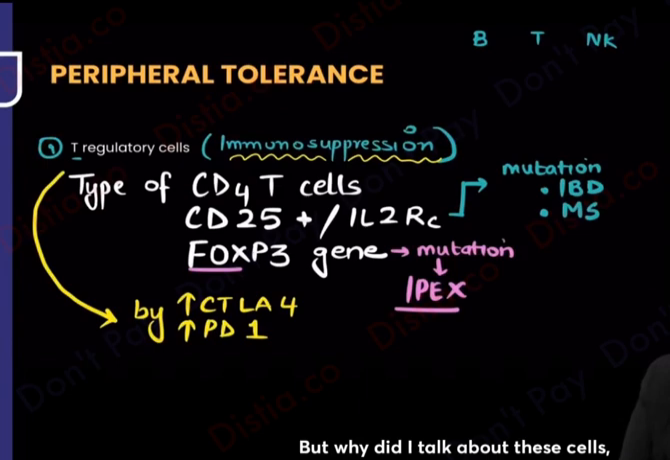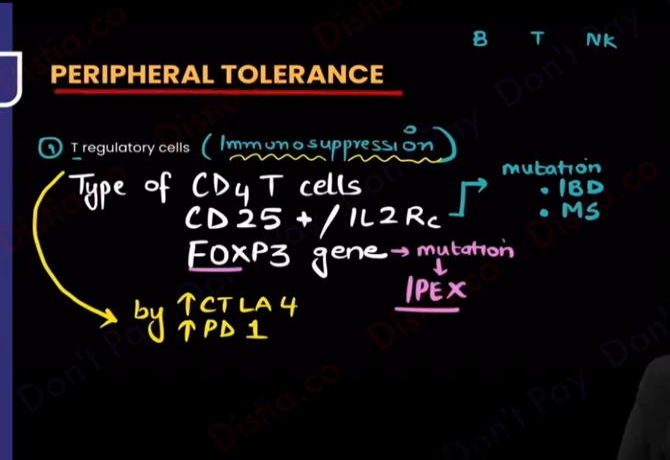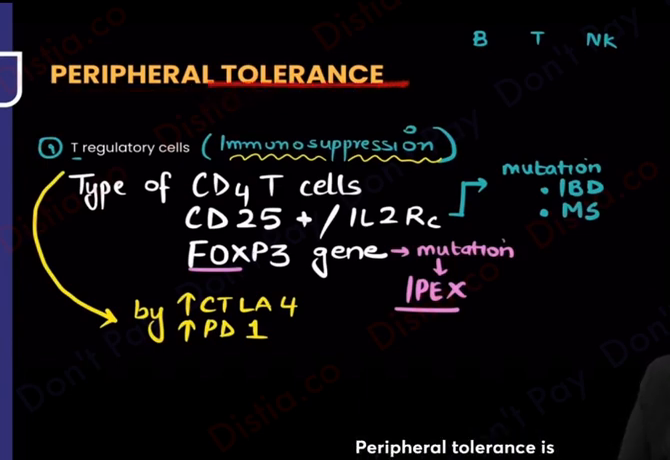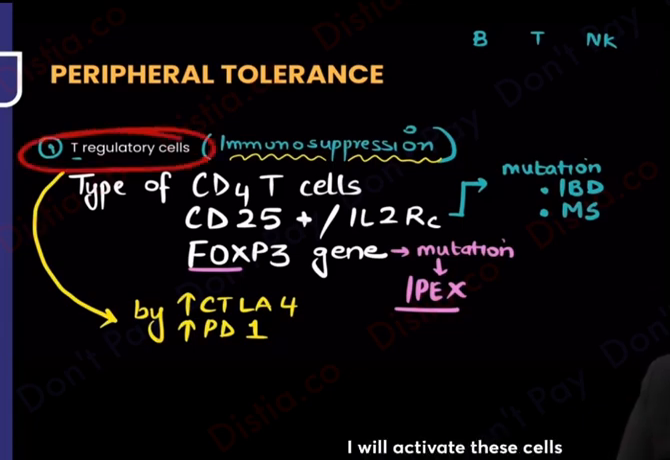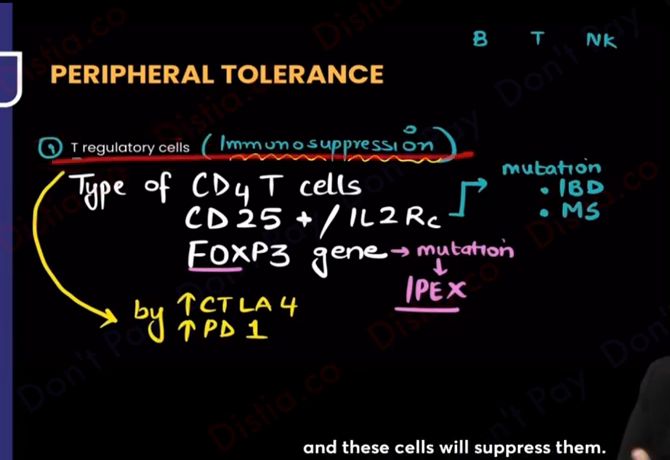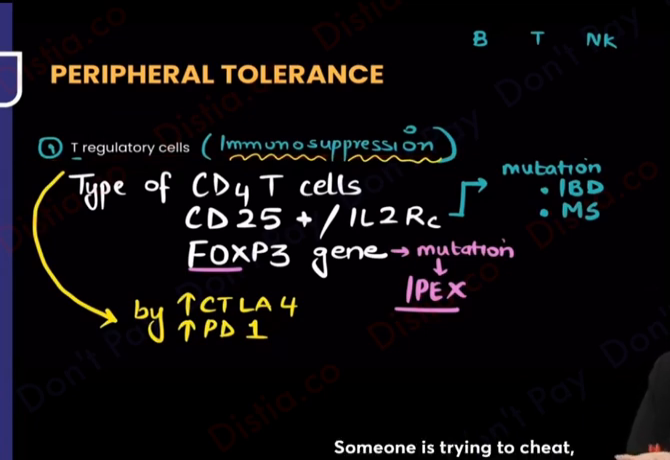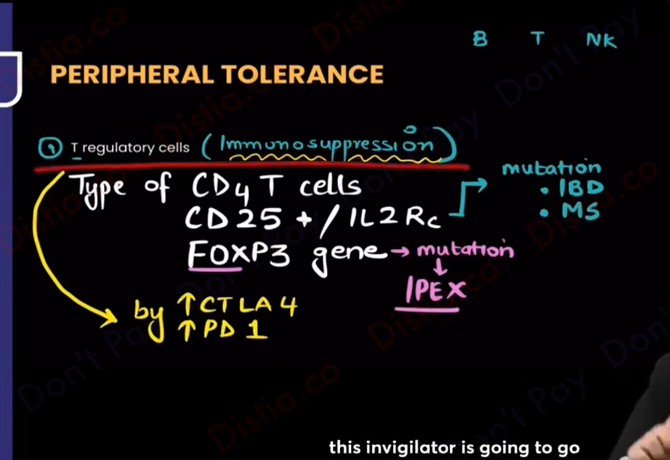But why did I talk about these cells? What was I studying? I was studying the peripheral tolerance. Peripheral tolerance is that I have to teach the B and the T cells that please don't kill my own self. Don't kill me. So how, if they are trying to kill me, what will I do? I will activate these cells and these cells will suppress them. They are like an exam invigilator. Someone is trying to cheat. This invigilator is going to go and stop them.